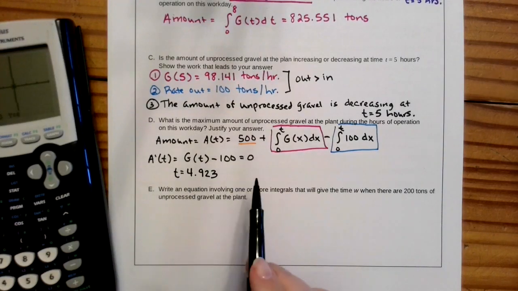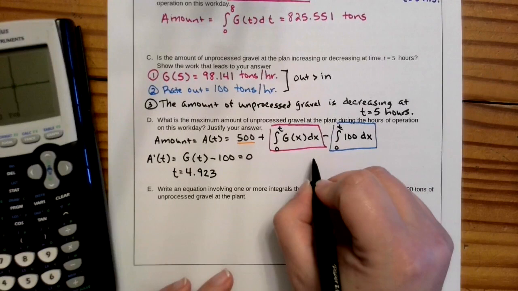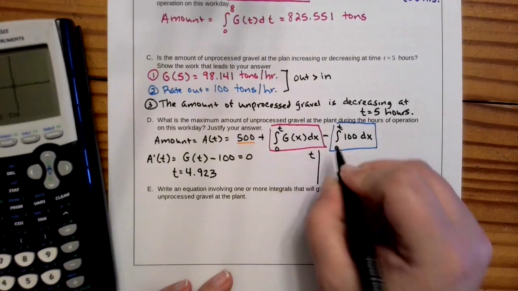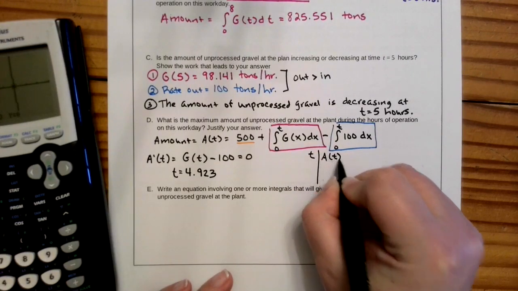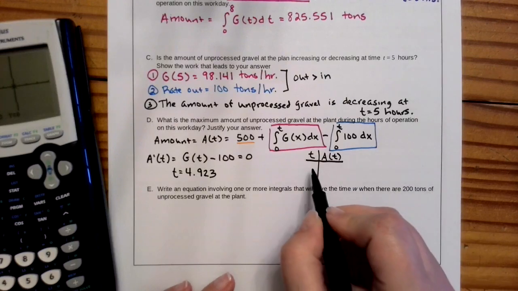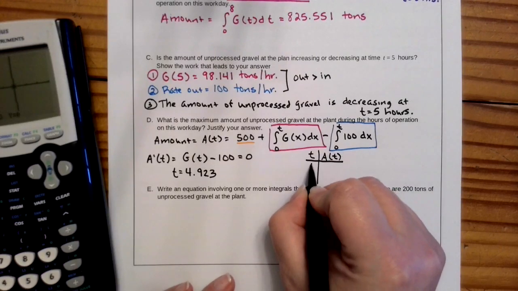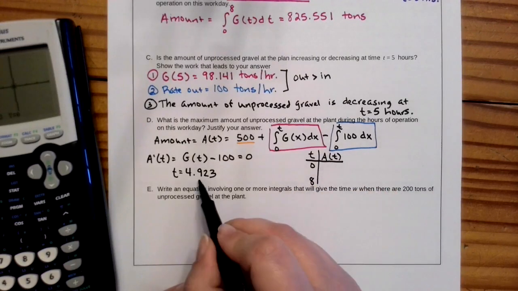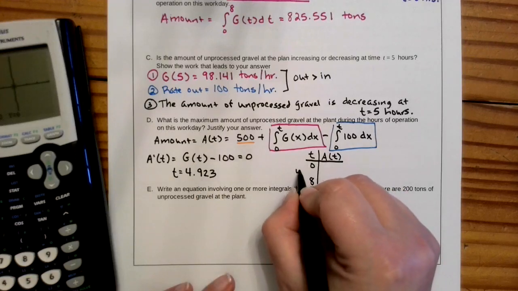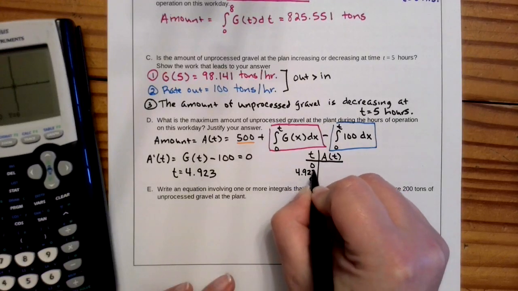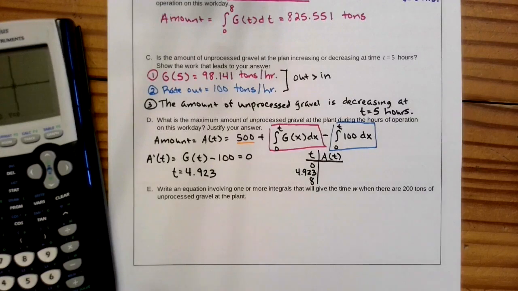Okay, and then from here we need to make an options chart. So we're going to make a chart of t and A of t. We have to include our endpoints, so we know we need 0 to 8, and then we're going to include this point that we just found, which is 4.923.